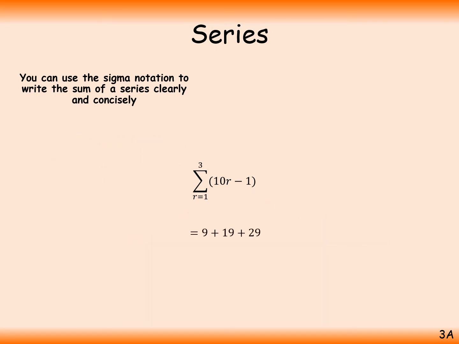So in this case, if we plug in r equal to 1, we get 9, r equal to 2, we get 19, r equal to 3, we get 29. And the sigma is just saying sum, so we just add them up, which gives us 57.